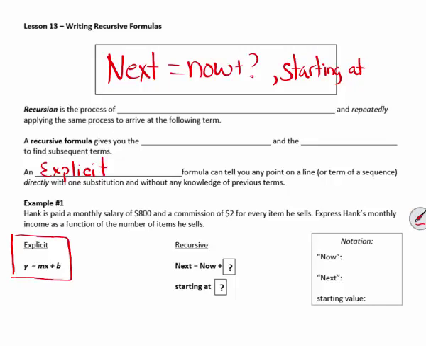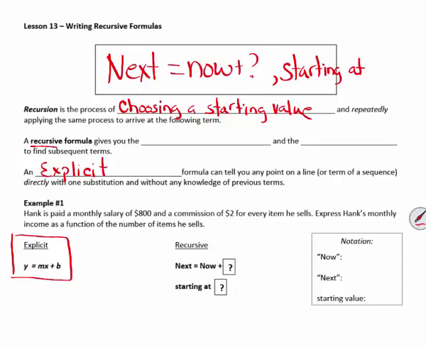All right, well, what does that mean? Recursion is the process of choosing a starting value and repeatedly applying the same process to arrive at the following term, whether you're adding or subtracting. So if I were to start at 5 and keep adding 2, it would be 5, 7, 9, 11, and so on.